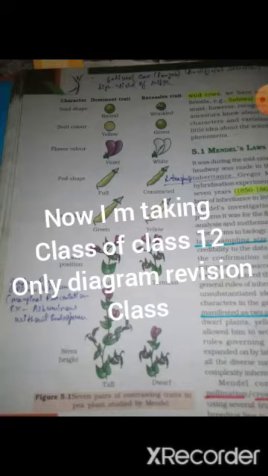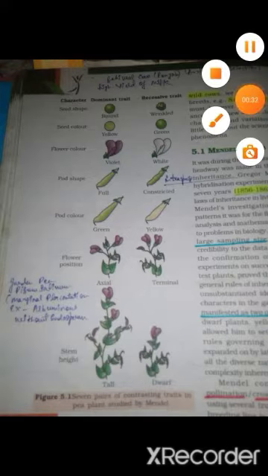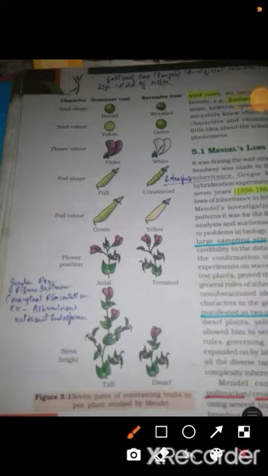This is telling us about the concept and traits of the pea plant, which was studied by Mendel. So here we will discuss all the traits: the seed shape, seed color, flower color, pod color, pod shape, flower position, and the height. And we'll observe here one is the dominant trait and the second one is the recessive trait. So the dominant trait is in the leaf.